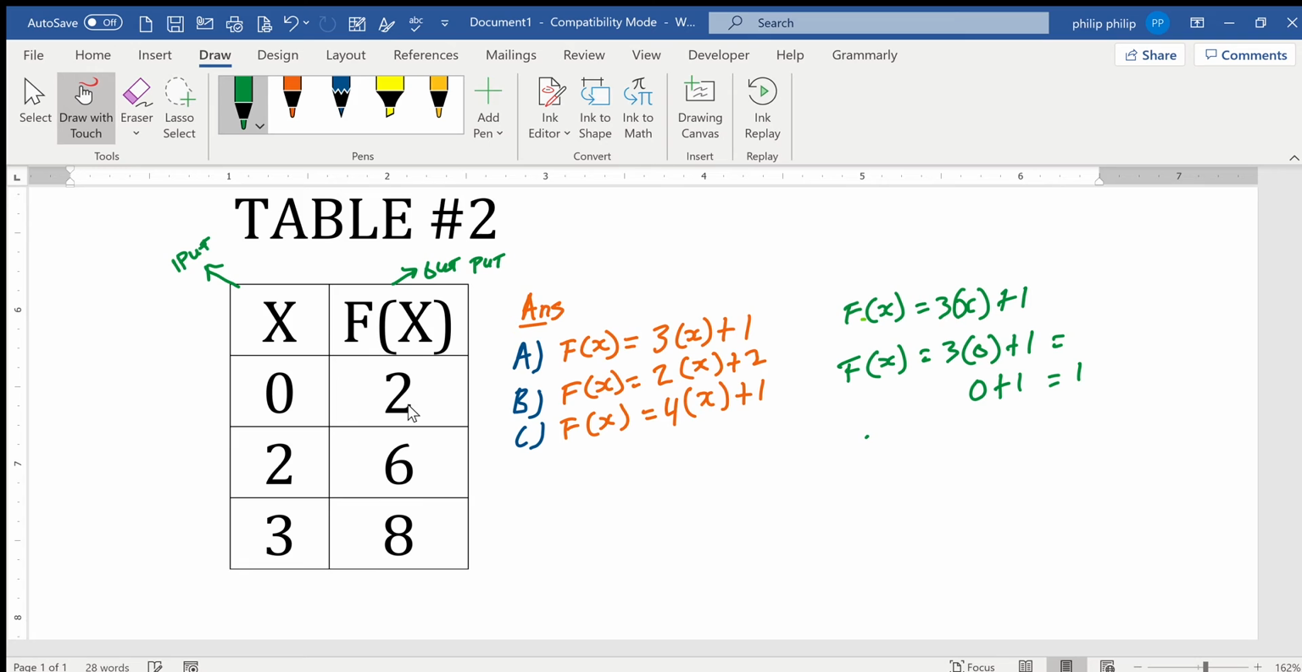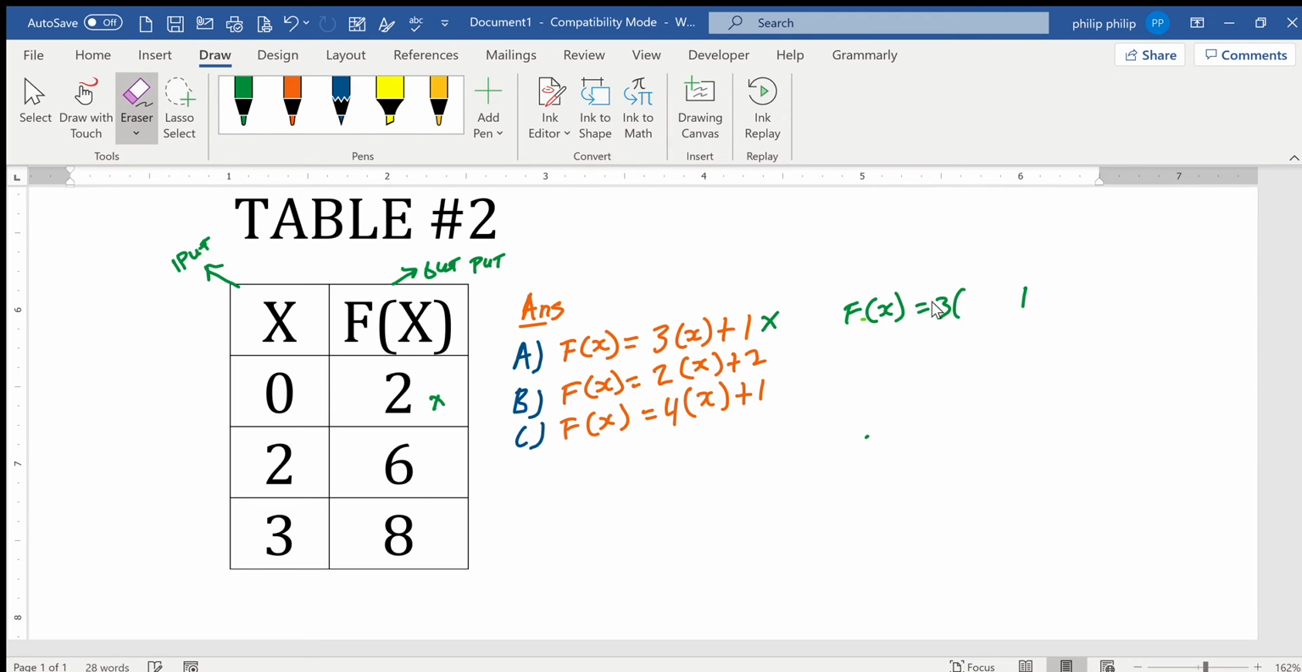It does not satisfy our equation, right? Because it didn't give us the output of 2. So it does not satisfy our equation. So we cross this out. It's not what we're looking for. So let's go to our next equation or function. So let's go to our next function. Right. Now, there we go.